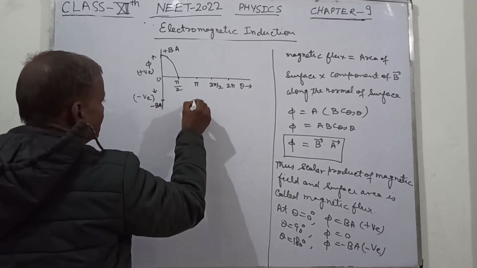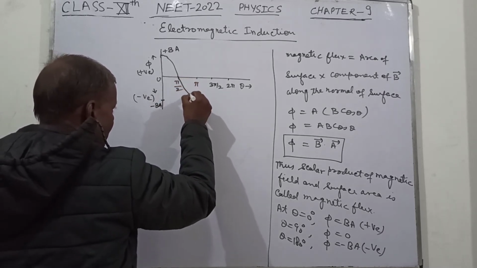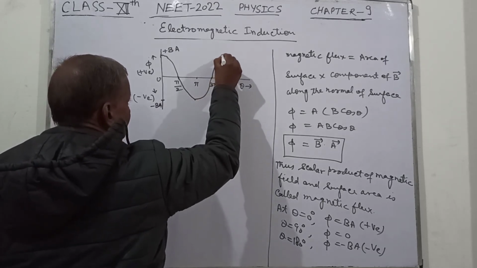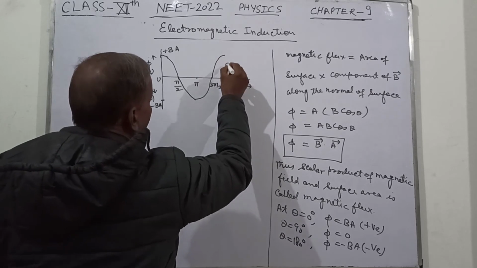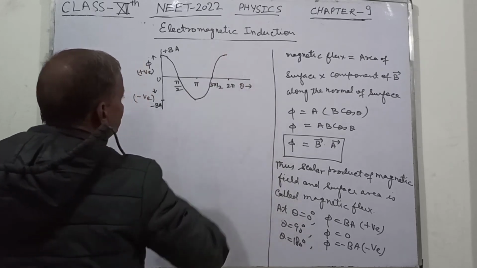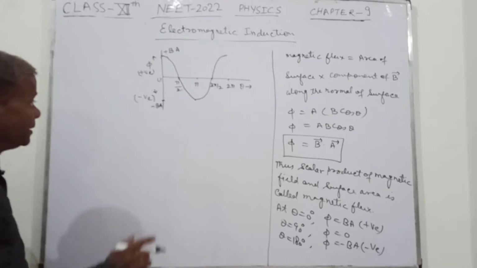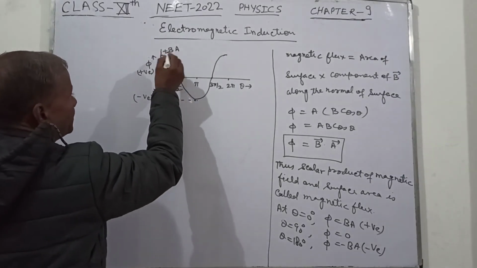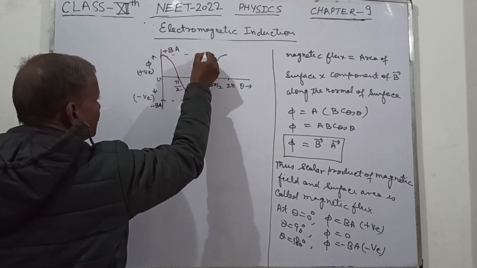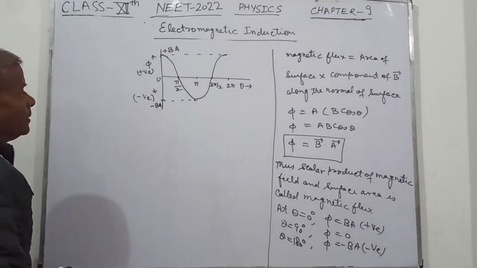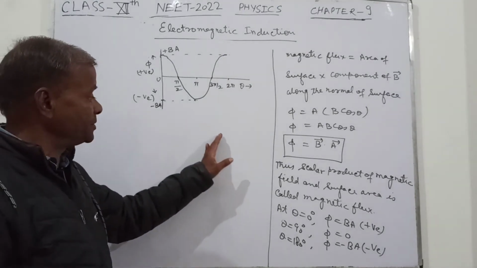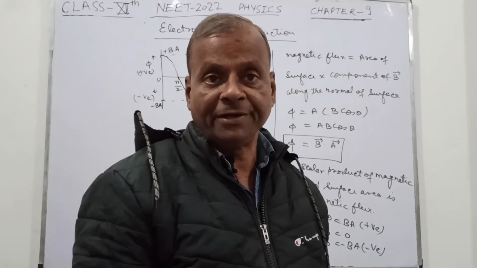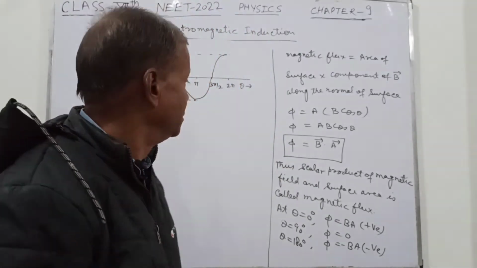Then here it will be curved like this, at pi by 2, then like this, and again at 2 pi we have this value, which is plus BA, a positive value. So we say that the magnetic flux changes with the angle theta. When the surface is rotated in the magnetic field, the flux will change.